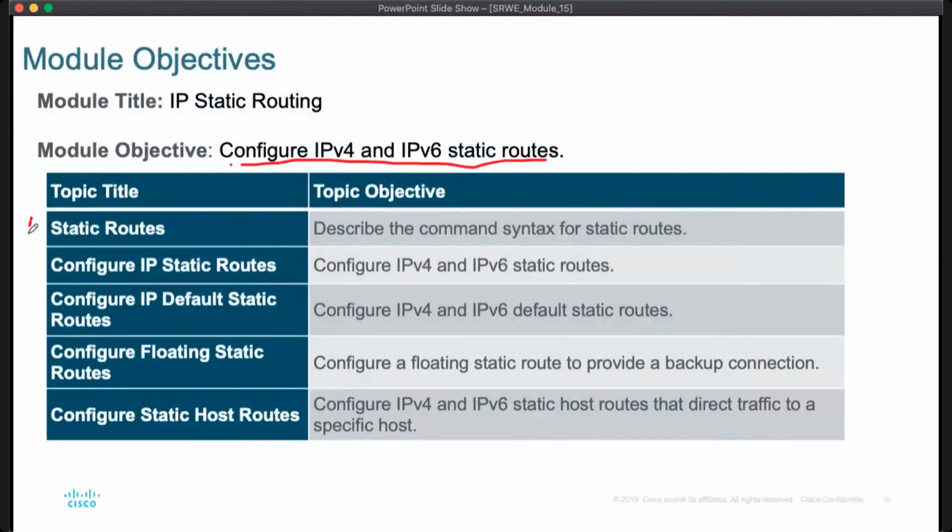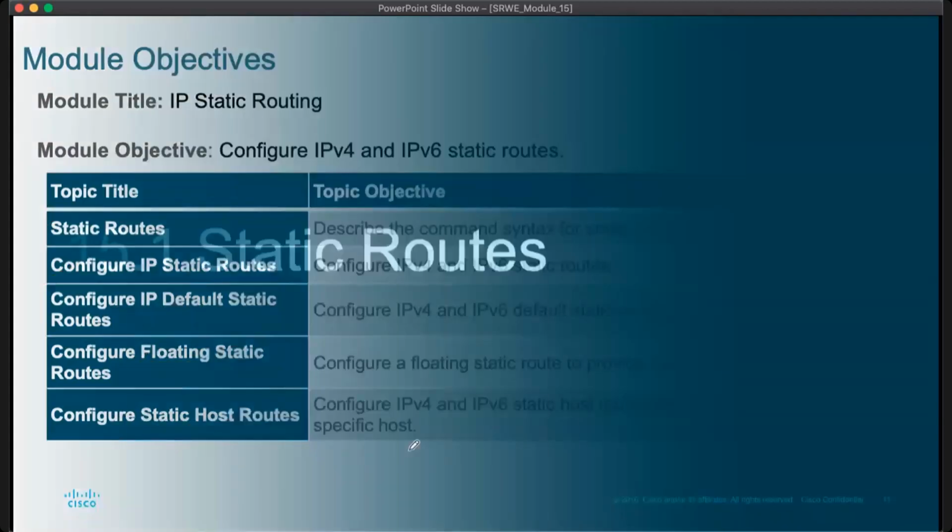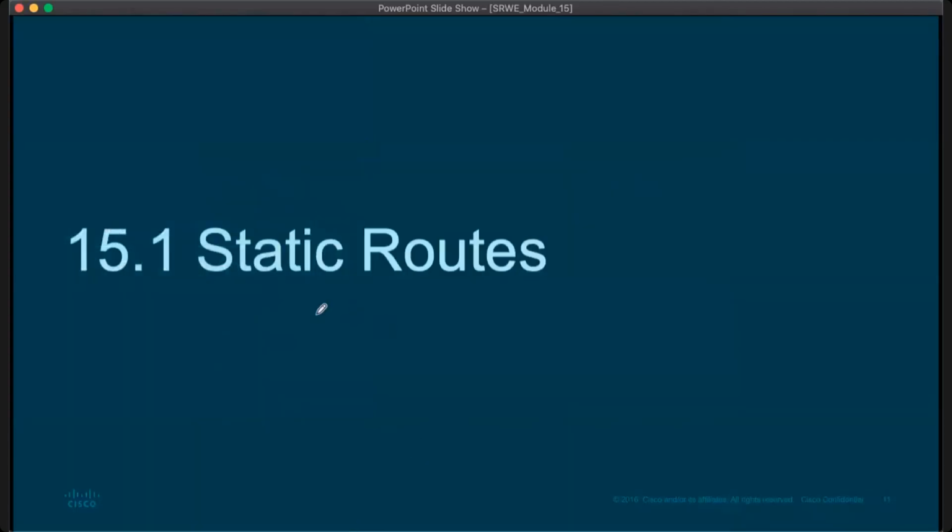The subtopics for this module are: static route, configure IP static route, configure IP default static route, configure floating static routes, and configure static host routes. 15.1, static route.